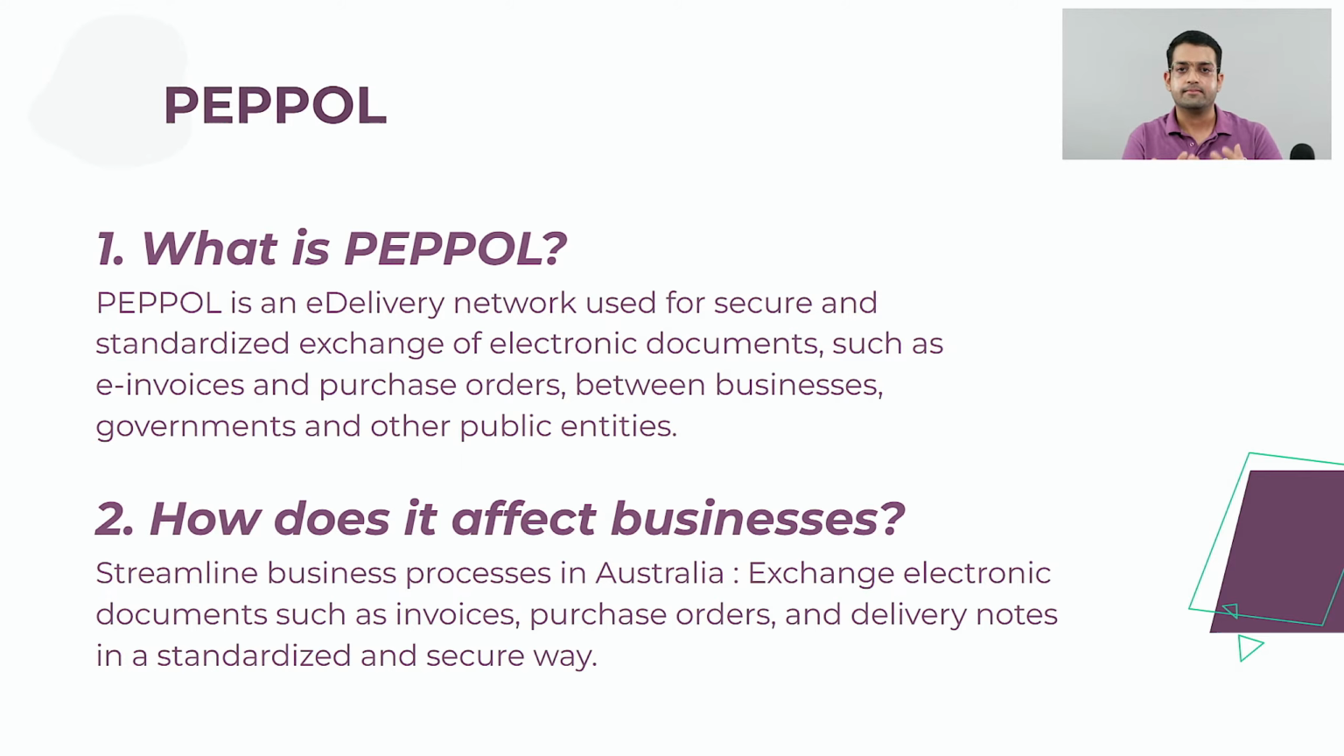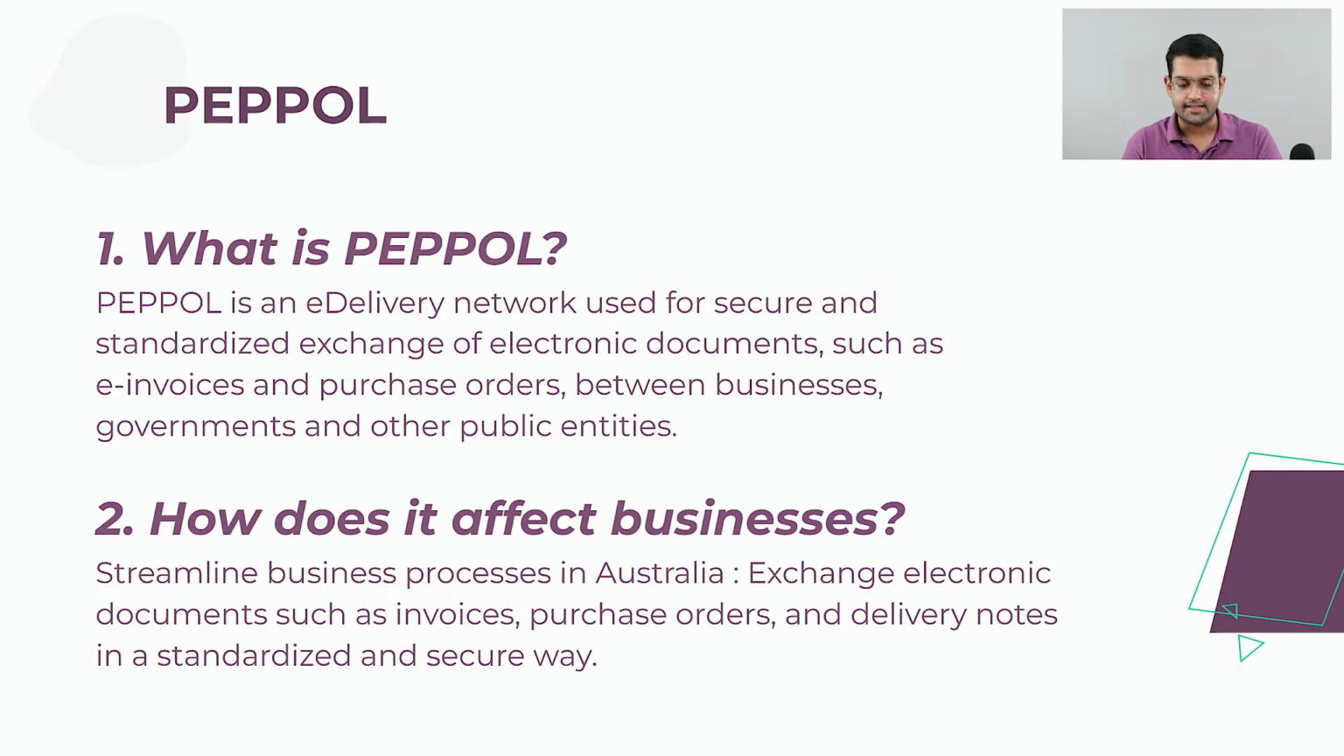I'm confident that most of us here know what PEPPOL is. It's an international network originally originated out of the EU that allows businesses to exchange electronic documents, such as invoices or purchase orders, etc. So the whole idea is, how does it affect businesses in Australia? First of all, it ensures that we have a streamlined business process for the sharing of these documents, security, etc. I mean, I can go on and on.